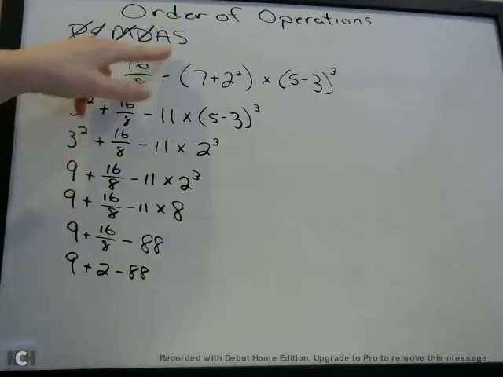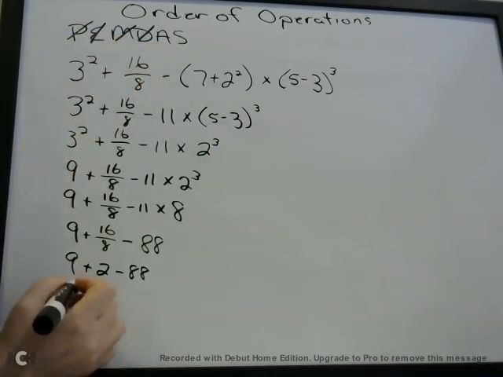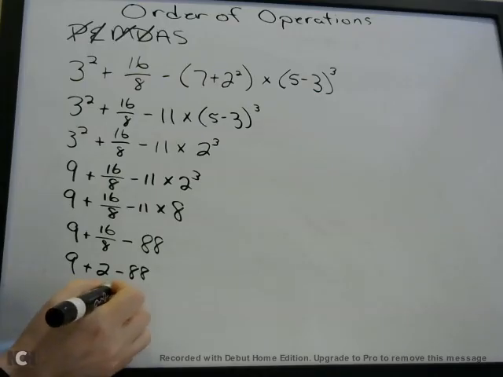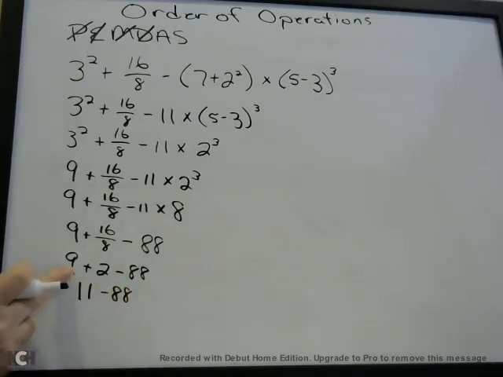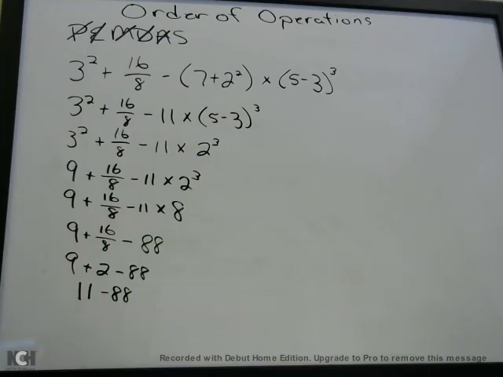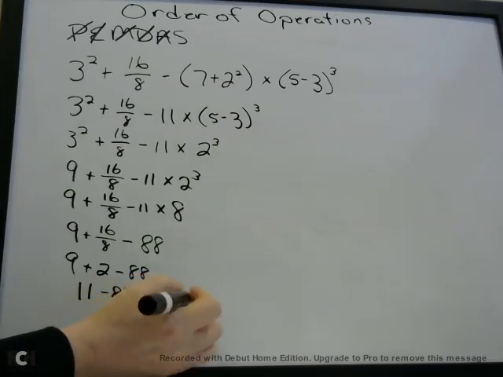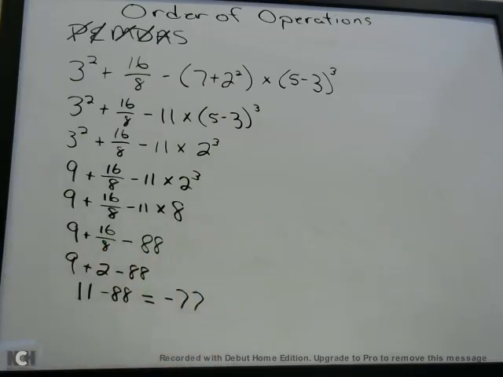Next we have addition. A, 9 plus 2. 9 plus 2 is 11 minus 88. I just evaluated these two numbers, 9 plus 2, and then copied this down. So now we're done with addition. We're finally to subtraction. 11 minus 88. So what is 11 minus 88? Negative 77. And so that is the answer to our problem.